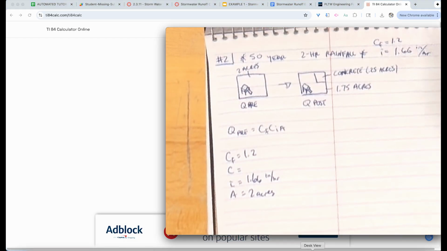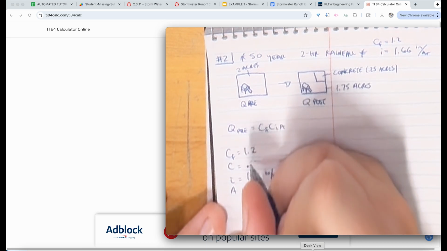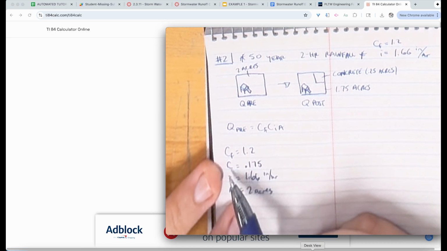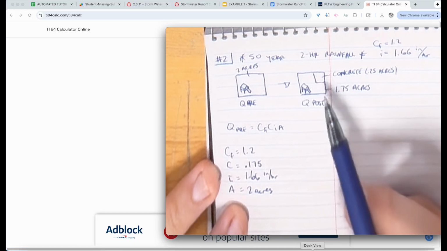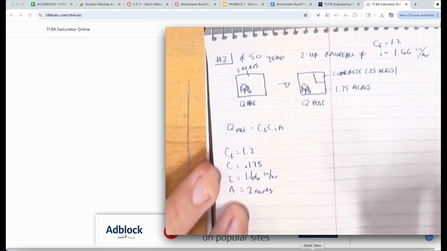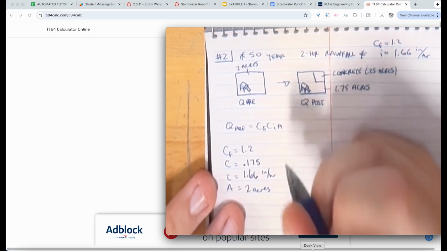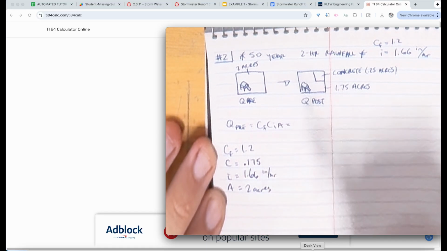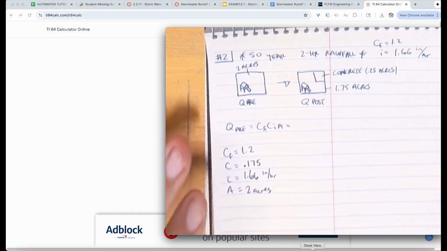So C is 0.175. Now this C value is for the park, right? Whenever we get to Q post, it's going to be that same C value. However, the concrete will have a different C value then. So now what we can end up doing is just plugging all of these values into our equation, right? We're going to find the product of all 4 of these numbers.